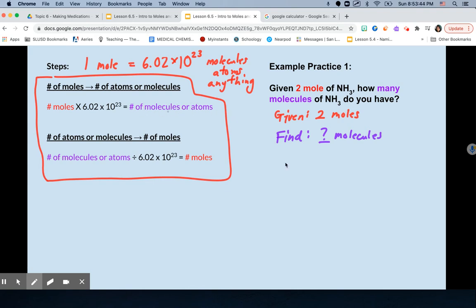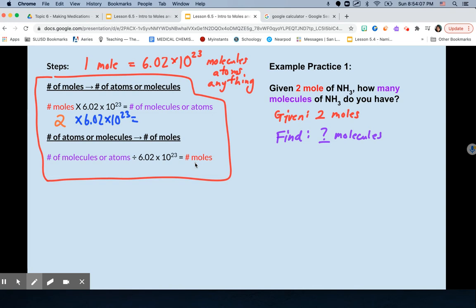So in this case, following the equation, how many moles am I given? I'm given 2. So I'm going to times 6.02 times 10 to the 23rd, and that will equal how many molecules or atoms I have.